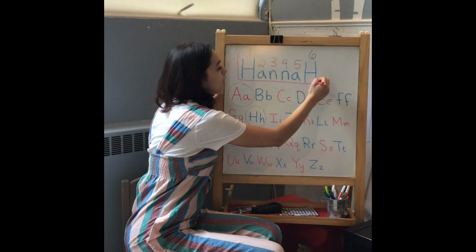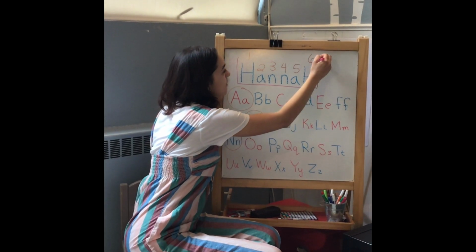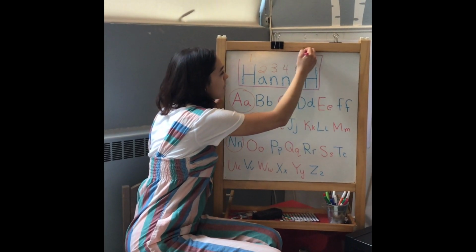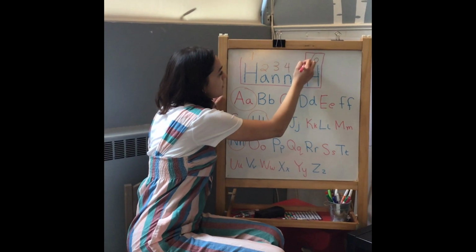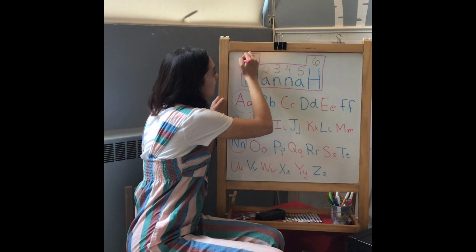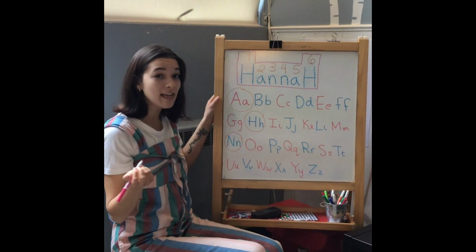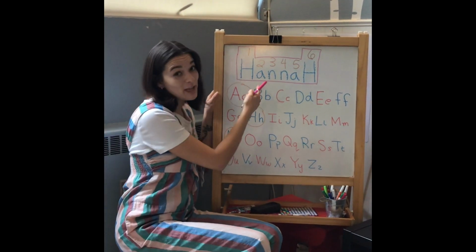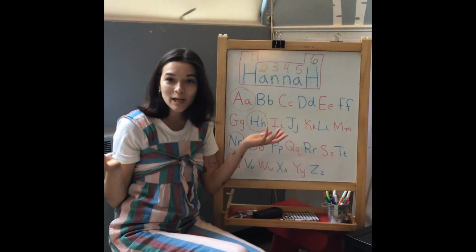Let's find out. Go up, over, down, over, up. Kind of looks like a rectangle. So that's a pretty silly shape that my name makes. What silly shape does your name make?